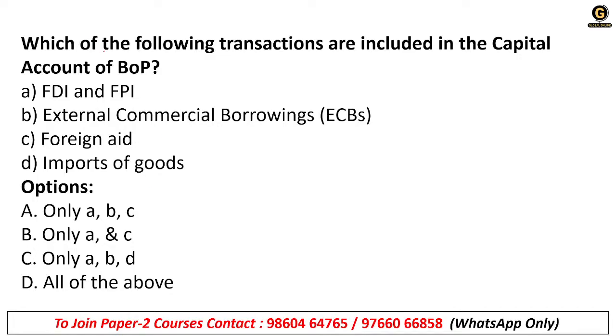Next, which of the following transactions are included in the capital account of BOP? Now we are considering the capital account. A, FDI and FPI; B, ECB; C, foreign aid; D, imports of goods. Options: ABC, A and C, ABD, or all of the above. So basically, when calculating the capital account, we need A, B, C. That means we need FDI, FPI, external commercial borrowings, and foreign aid, but not imports. Imports are considered in the current account, not in the capital account.